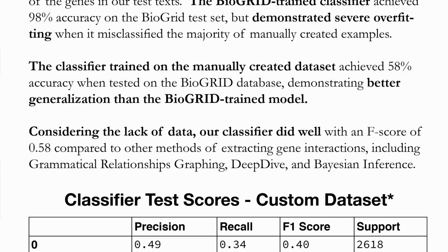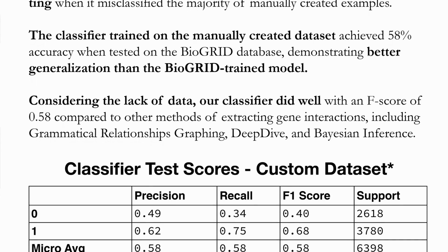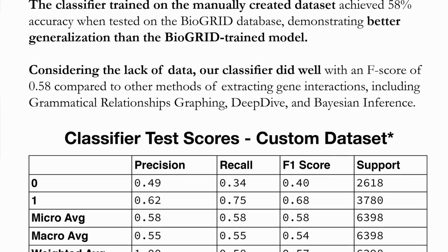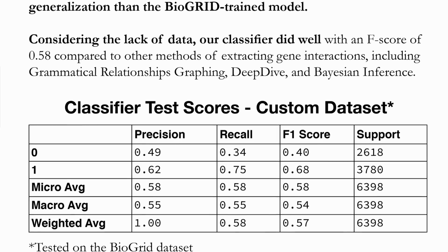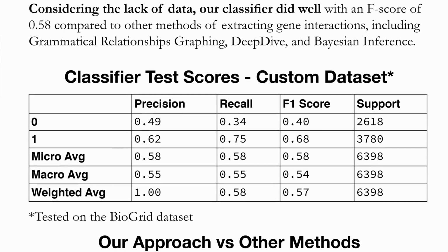The BioGrid dataset was abandoned and a custom set of over 200 manually annotated examples was created in the form of tokenized sentences. The classifier trained on the custom dataset achieved 58% accuracy when it was tested on the BioGrid database, showing better generalization than the first model.